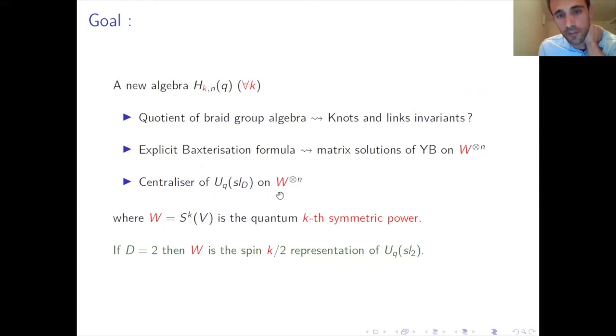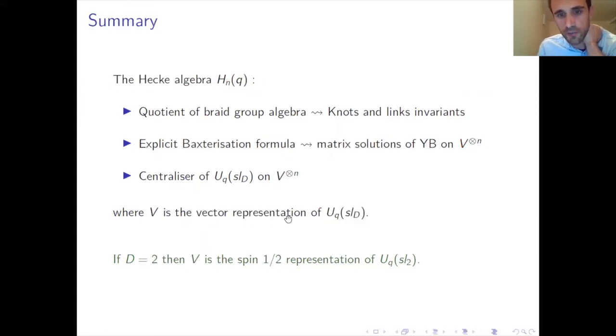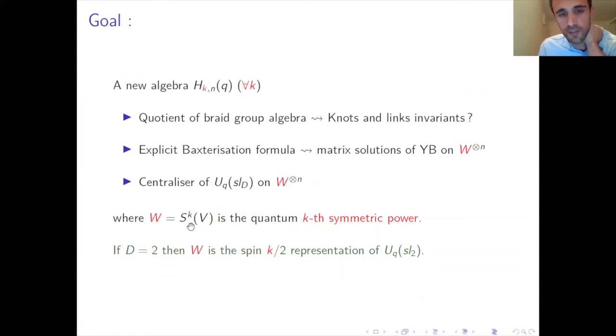And the representations I'm going to consider are the following ones. Remember V is simply the vector representation of U_q(sl_2). What we can do is to take the symmetric powers of this representation, the kth symmetric power. Of course, if we are talking about a quantum group, then we have to make some q-deformation. So it's a quantum kth symmetric power. It's really not important to know the definition of this.